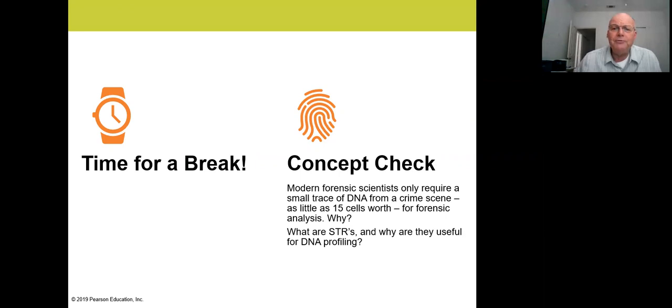So why can forensic scientists do a forensic analysis from as little as 15 cells worth of DNA? Because we can amplify it using the PCR technique. Remember, polymerase chain reaction allows us the opportunity to amplify small amounts of DNA to levels where we can comfortably do a forensic analysis. And PCR is now a very, very powerful tool as part of the toolkit for forensic DNA analysis.